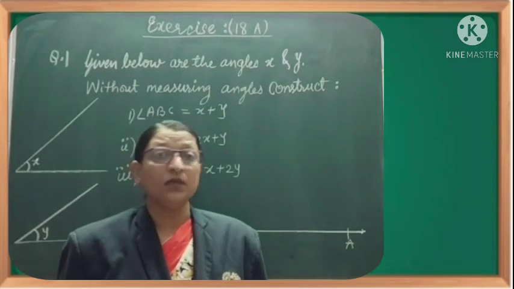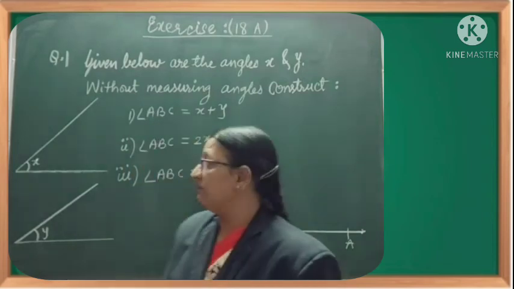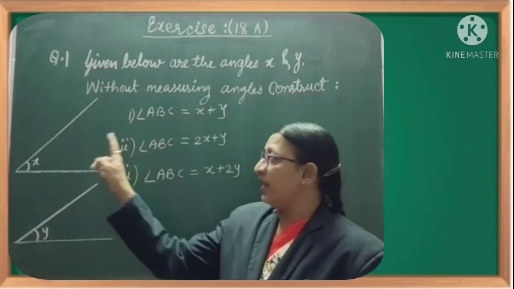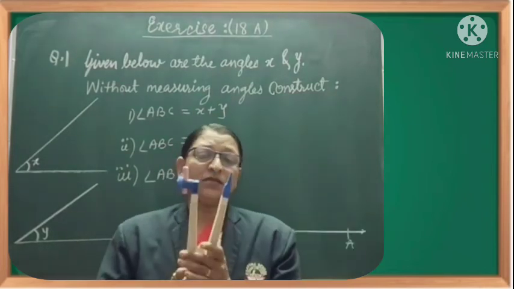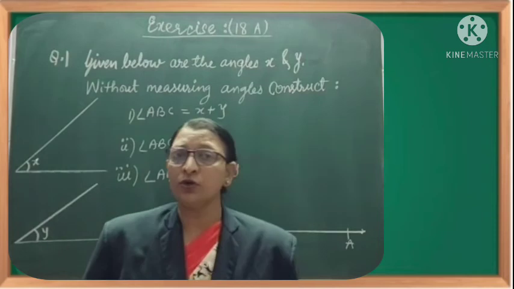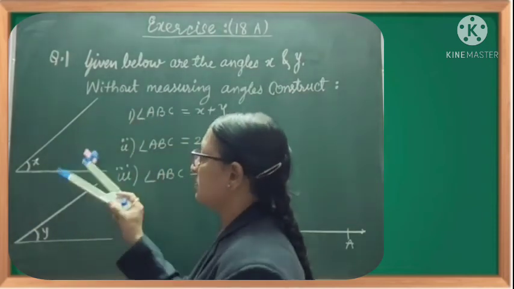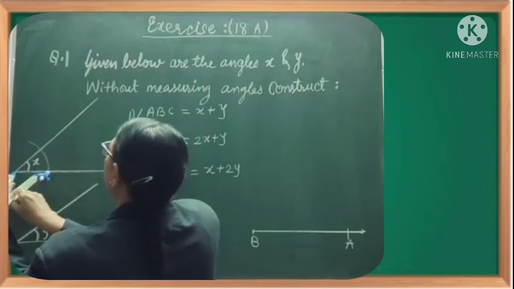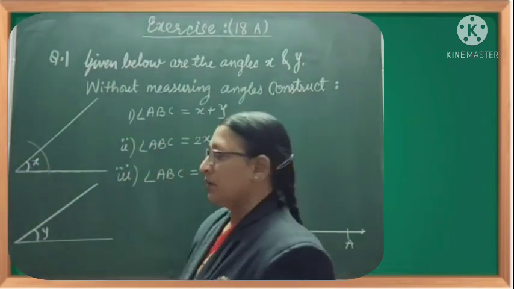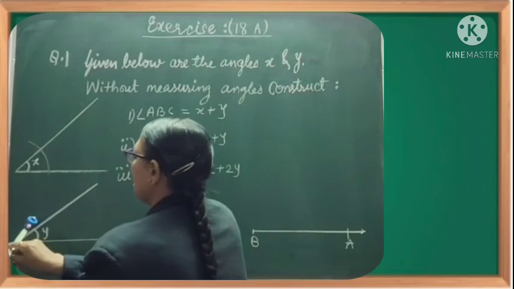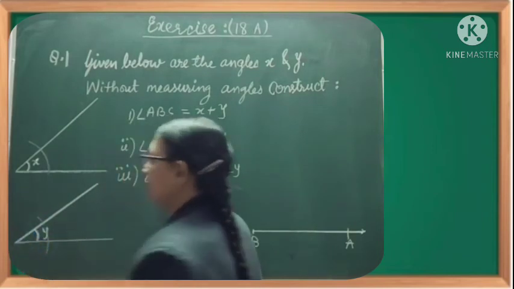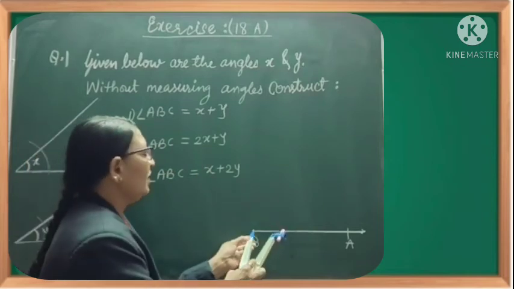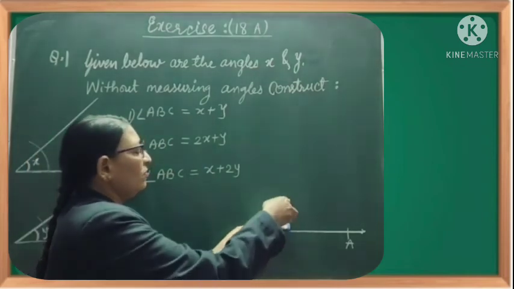Now we will find out the measure of the angle according to the given, that is x plus y. So first we will take the measure of x. Now we will take in the compass a suitable radius in order to draw an arc on the angle x. So here we keep it on the vertex and we will draw an arc. Similarly, with the same radius we will draw an arc on y also. With the same measure, here we will keep it on the vertex B and we will draw an arc over here.